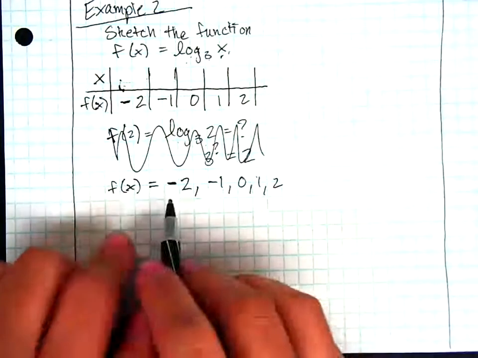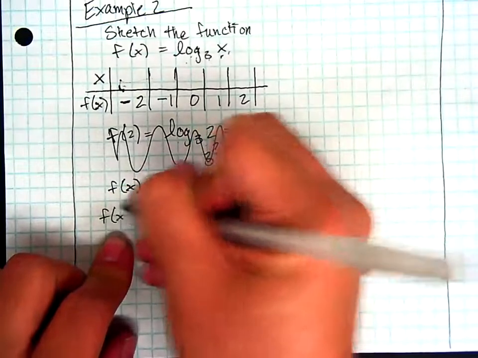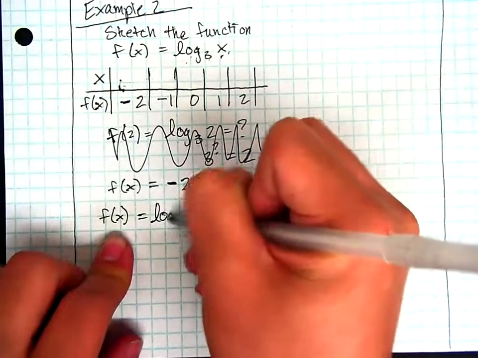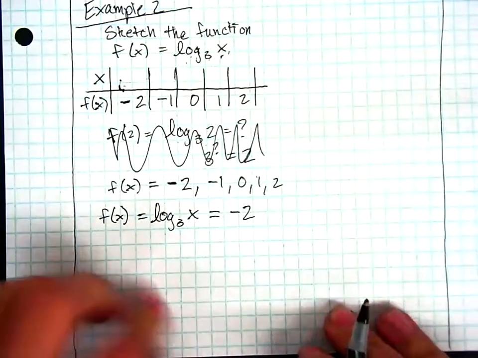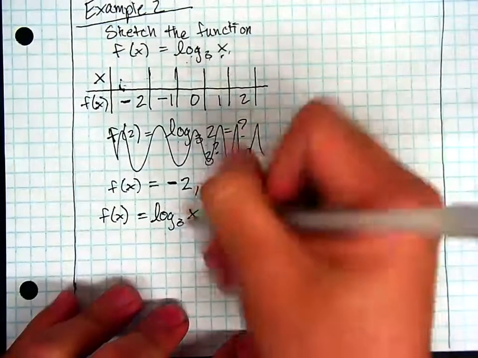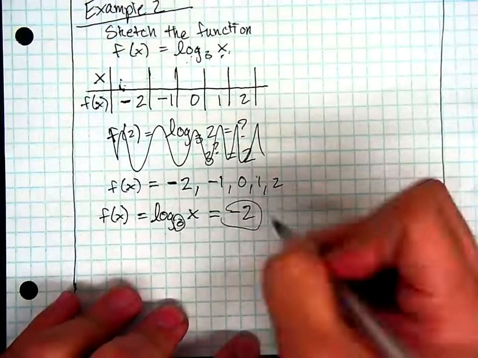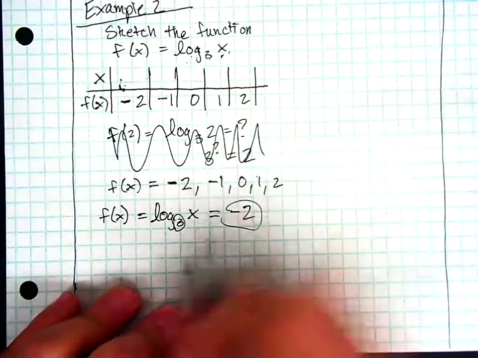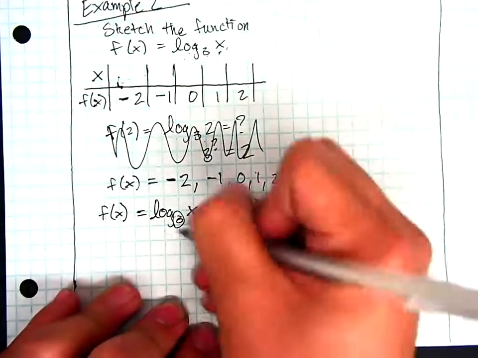Okay, so the first one I want to do is f of x equals -2. So f of x, which is log base 3 of x, equals -2. Okay, so just reviewing from Friday, this is the base, this is essentially the exponent, and this is the answer after you put these two together.